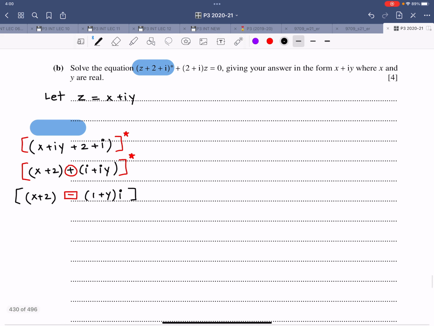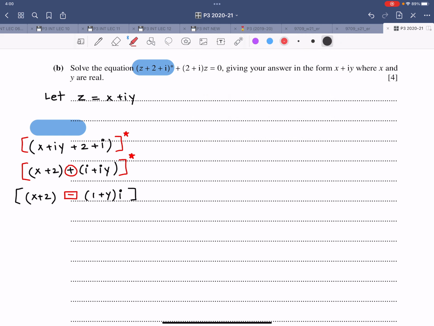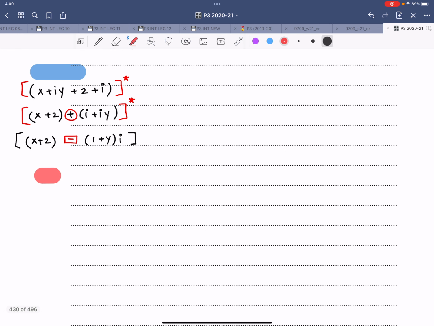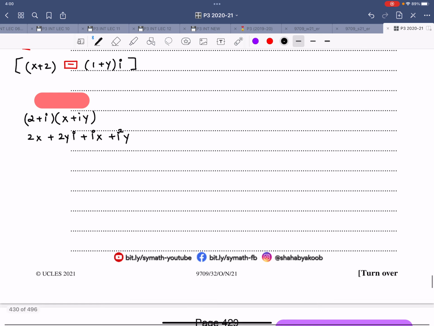Similarly, this second part, let me change the color for later. This second part, 2 plus i multiplied by z. Let me multiply this out. So this is 2 plus i multiplied by z. z is x plus iy. So this is 2x plus 2yi plus ix plus i square y, i square is negative 1. So this is 2x minus y. And this is 2y plus x. This is the coefficient of i. This is the second part.